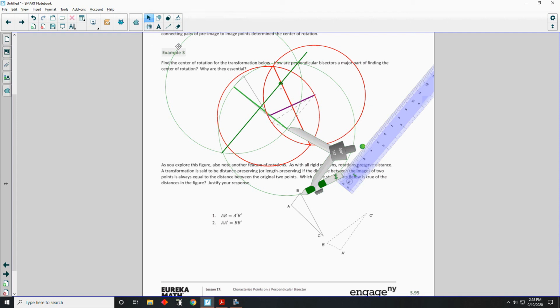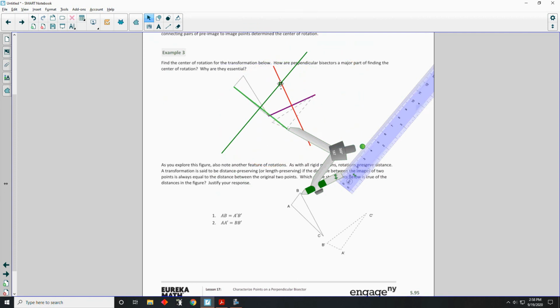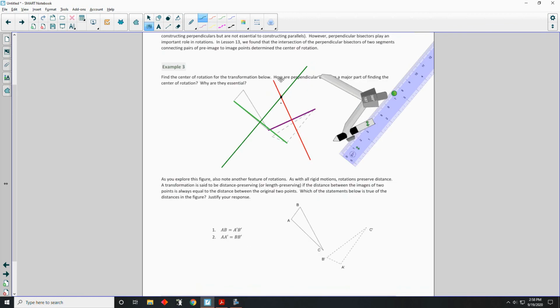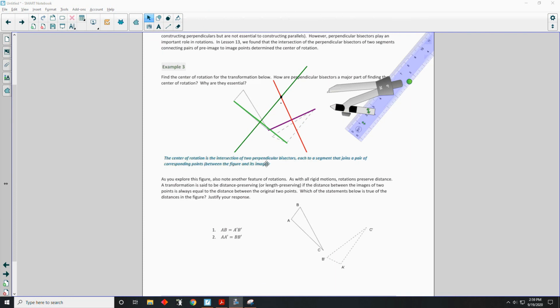So let's get rid of these circles because it's hard to see. Okay. So I got this point here is the center of rotation, not this. Okay, again, I could have been off a little bit because of the technology. So why are they essential? The center of rotation is the intersection of two perpendicular bisectors, each to a segment that joins a pair of corresponding points between the figure and its image.